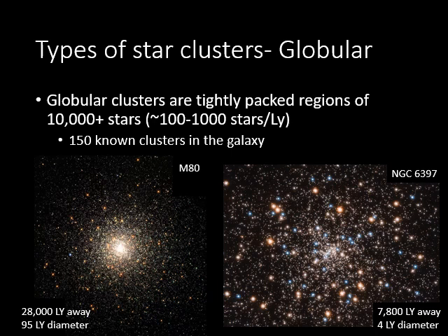The image on the right, this is NGC 6397, another globular star cluster.